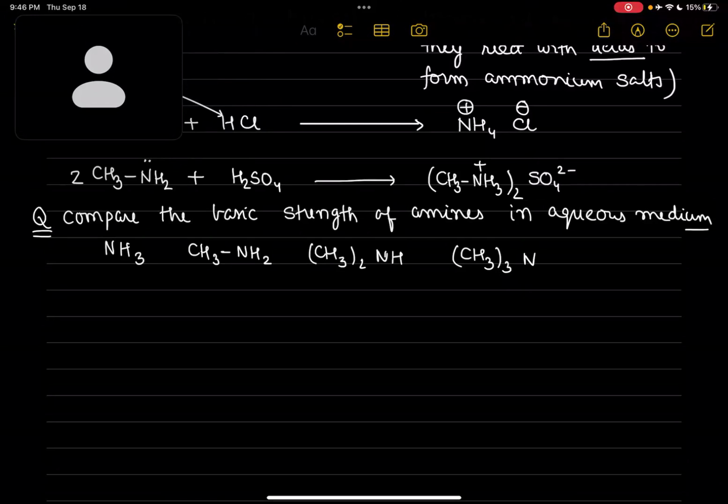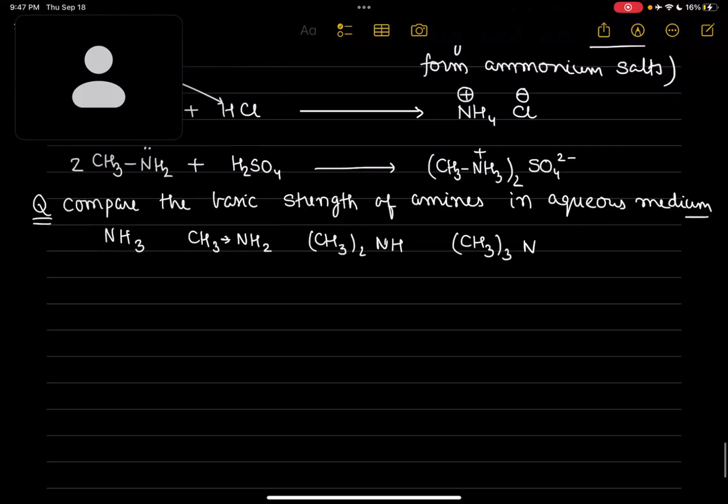Alkyl group, donating. Okay, so if it is donating, it will make the amine more electron rich. Is it clear? It is going to make the amine more electron rich. And if it is more electron rich, it is going to be more basic. Is it clear?